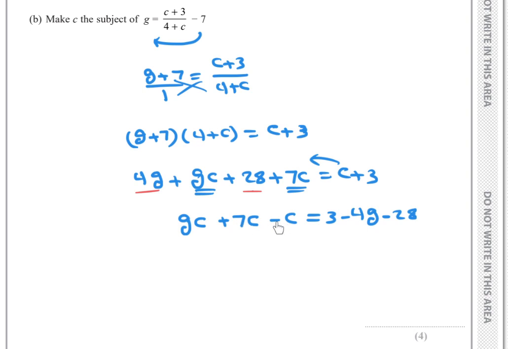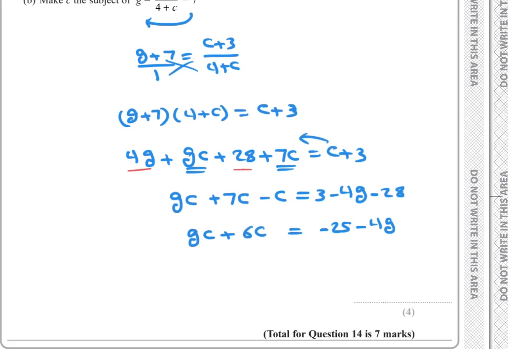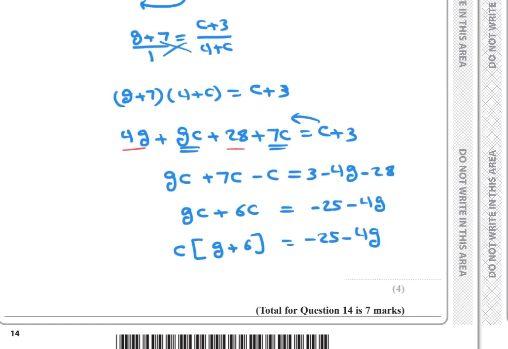Combine the like terms, 7C minus C equals 6C. So GC plus 6C equals 3 minus 28, so negative 25, minus 4G. Now take C common. So C times (G plus 6) equals negative 25 minus 4G. So C equals (negative 25 minus 4G) over (G plus 6).